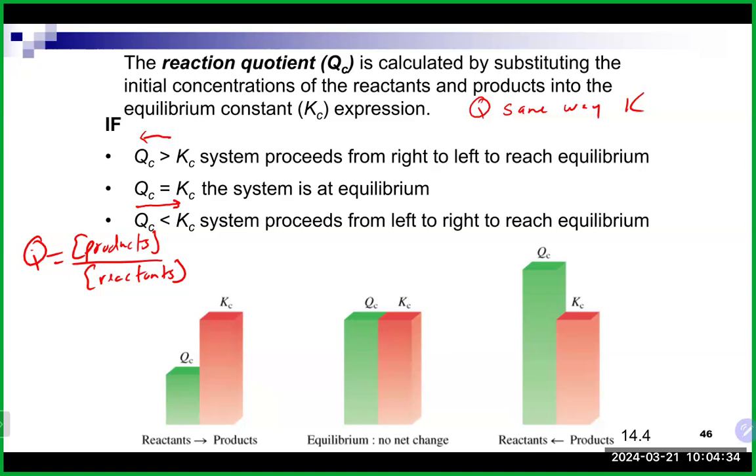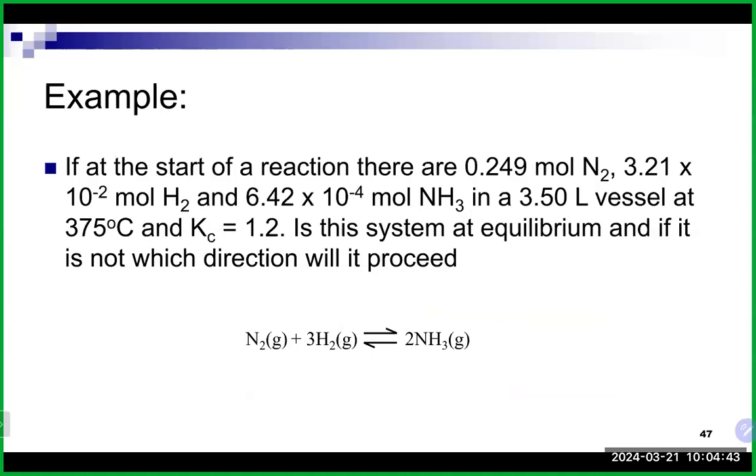And once again, Q is calculated the exact same way as you do K. And again, we still use our coefficients as our exponents. So why don't we try one here? If we are starting this reaction with 0.249 moles of N2 and some H2 and some NH3 in a 3.5 liter vessel, and the Kc is 1.2, is this at equilibrium? And if not, which way does it need to go to reach equilibrium? So take a few moments there to see what you come up with.